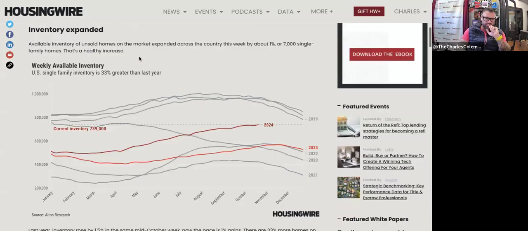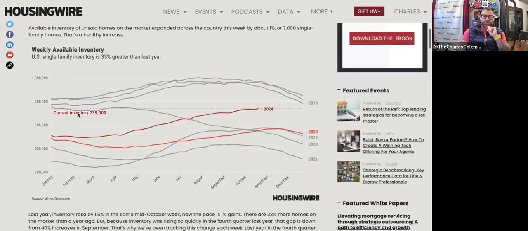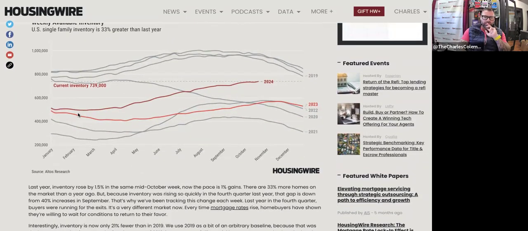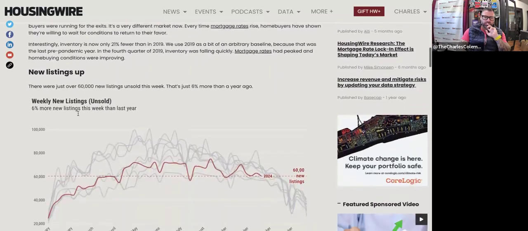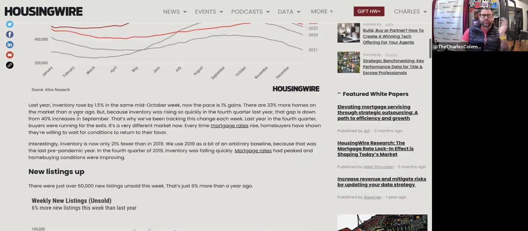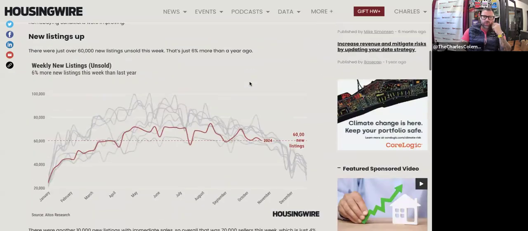So then this was interesting. Which metros are seeing a surge of home sellers? All right, so there's your headline. If you were to look at this thing, here's just inventory, right? Which we jump into when we look at the next report. And so here we are, 2024. We'll look at that here in the next report.